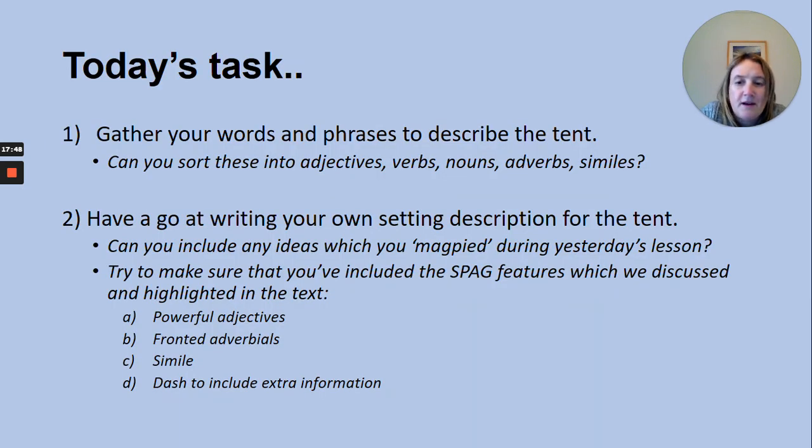Then number 2, have a go at writing your own setting description for the tent. Can you go back and include any ideas which you magpied yesterday in your words and phrases you liked grid? And then just like I've shown you with my model and the bits I've highlighted, I'd like you to have a go at including those SPAG features. So I'd like to see powerful adjectives, fronted adverbials, a simile, and then a dash or a pair of dashes so you can embed that extra information.